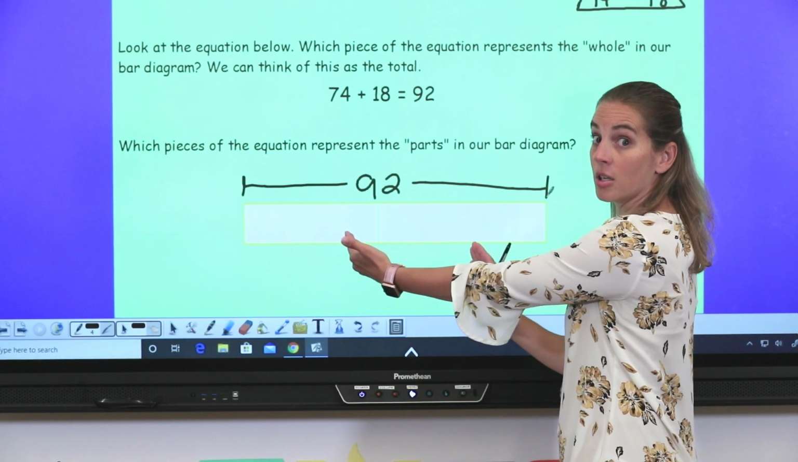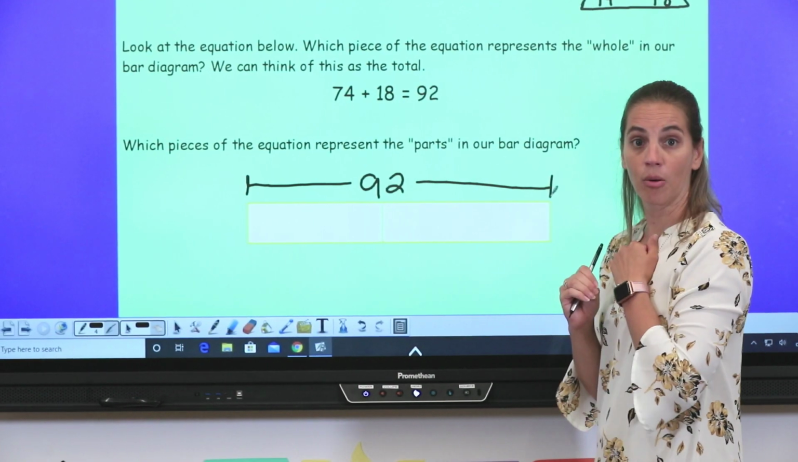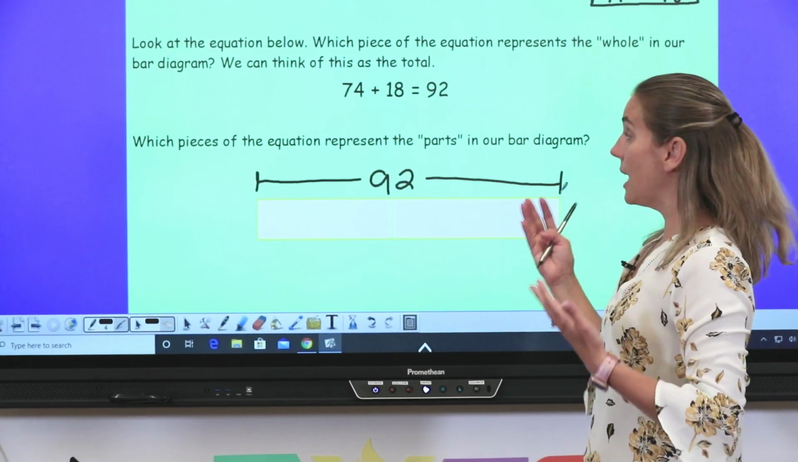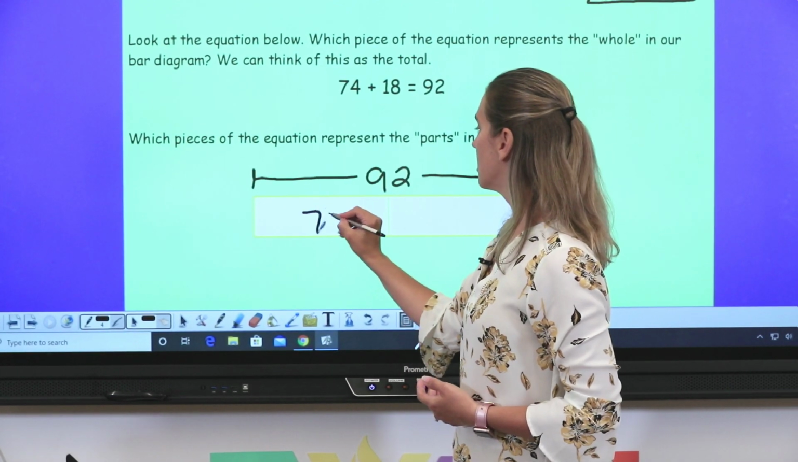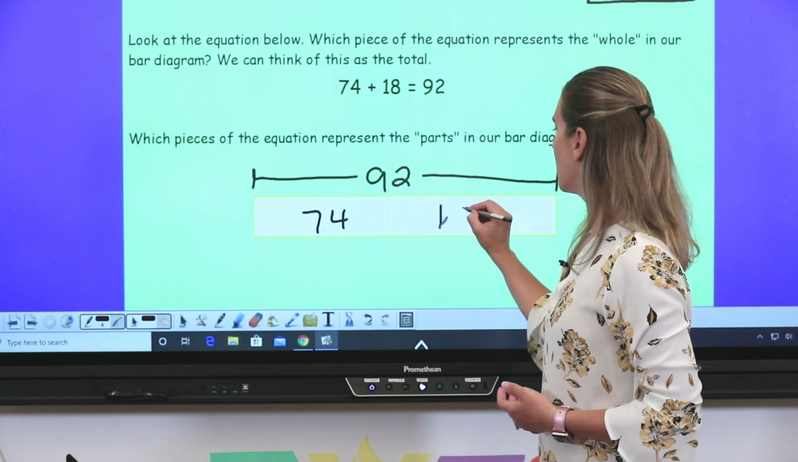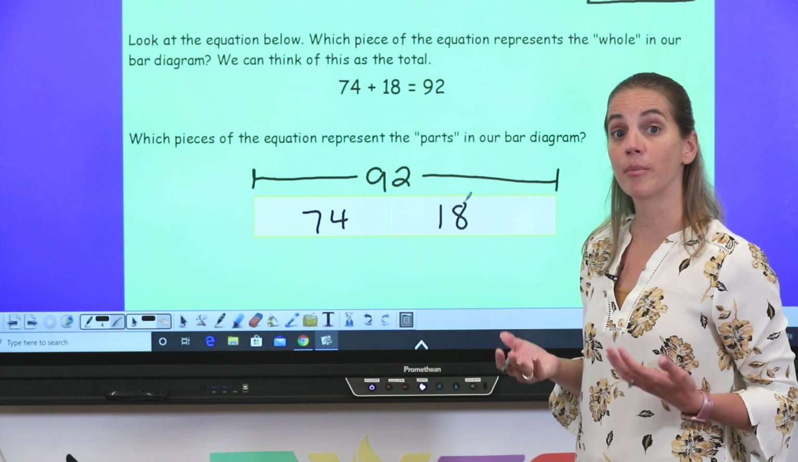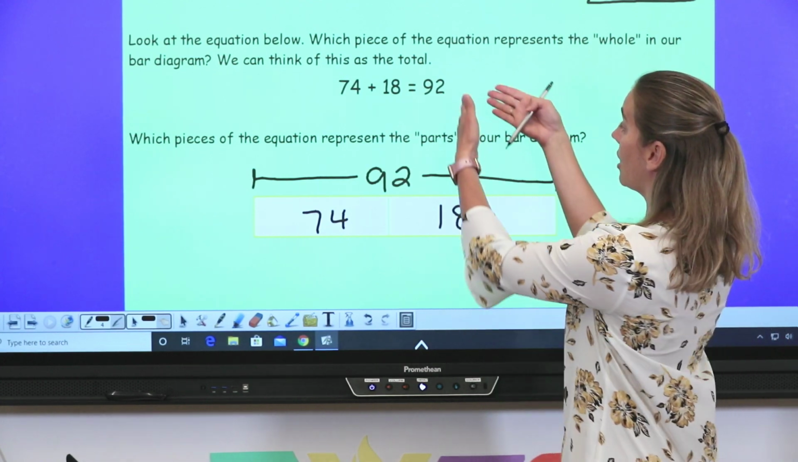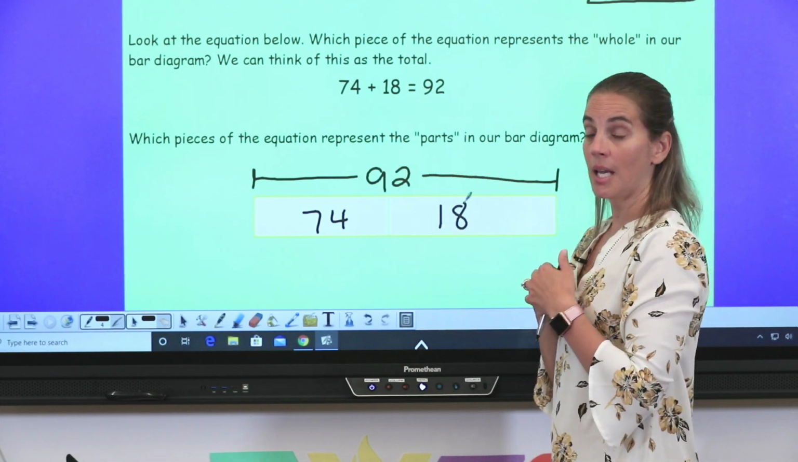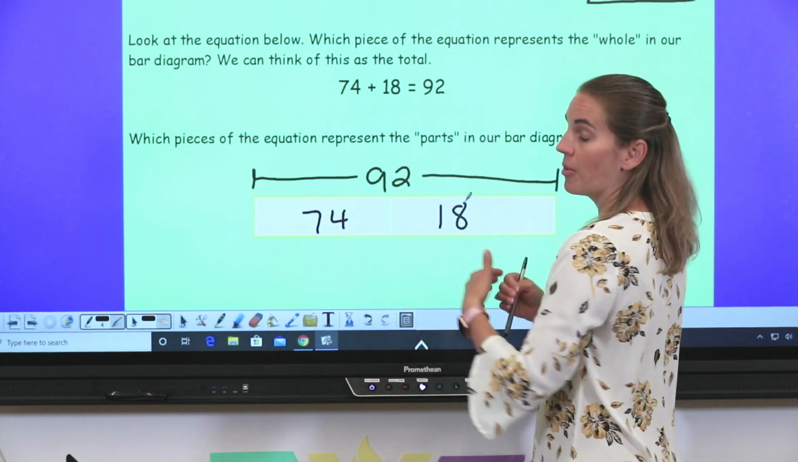So what are the 2 parts that make up that 92 in my equation? Exactly, 74 and 18. That's how our bar diagram is going to work. So we're going to take our sum, that's going to go on top, and our two parts, and we're going to put them on the bottom.